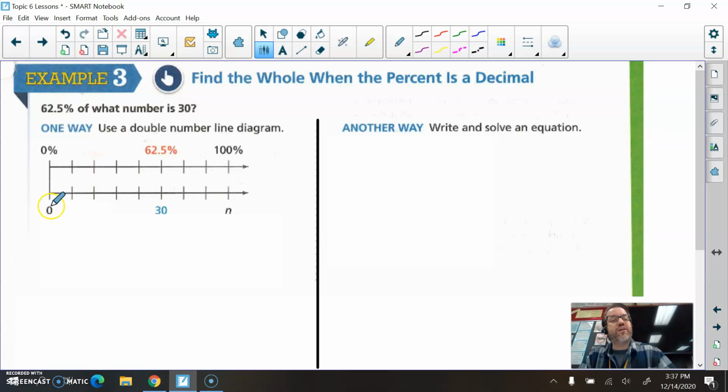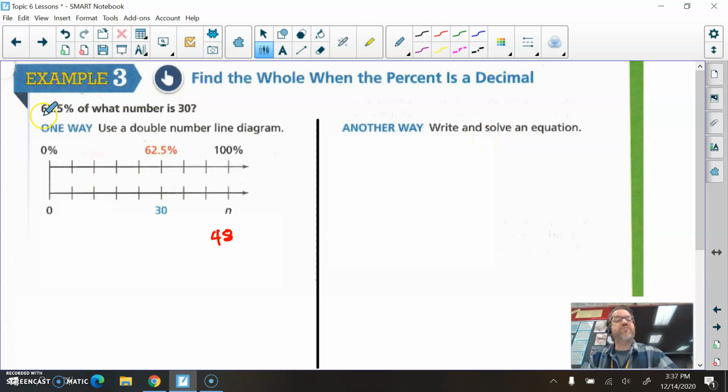And then if you're at 0 here and you're at 30 here over a space of 5, then we must be going by 6's here, 6, 12, 18, 24, 30, 36, 42, 48. Oh boy. Would 48 be our whole amount? 62.5% of 48 is 30? Do you think that's true? Well, let's find out. Let's write and solve an equation.